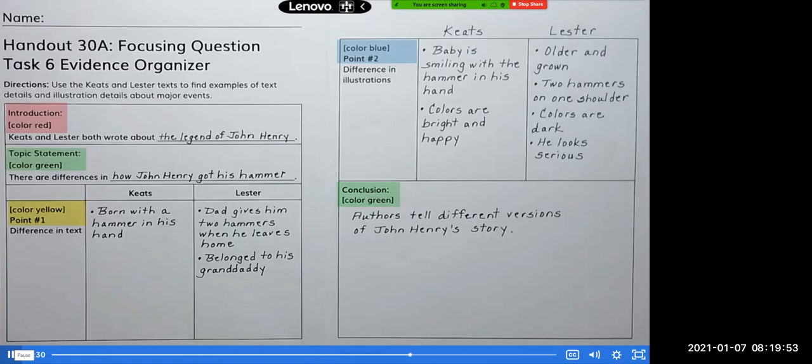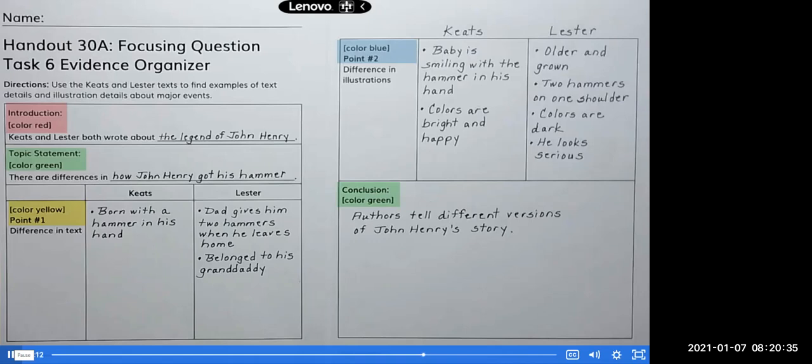As I review the introduction, the topic statement, and the conclusion, please point to each one as we review it on the screen. The introductory statement introduces us to both authors and the name of the legend. The topic statement tells us right away that there are differences in how John Henry got his hammer, and that's what this paragraph is going to be about. And finally, the conclusion tells us that authors tell different versions of John Henry's story.